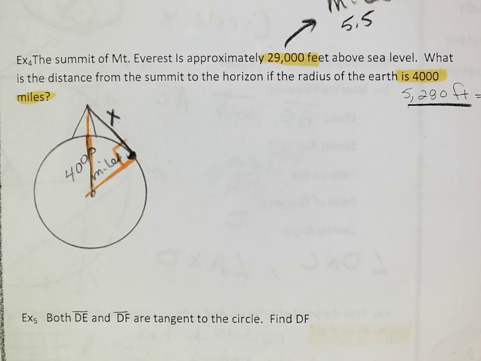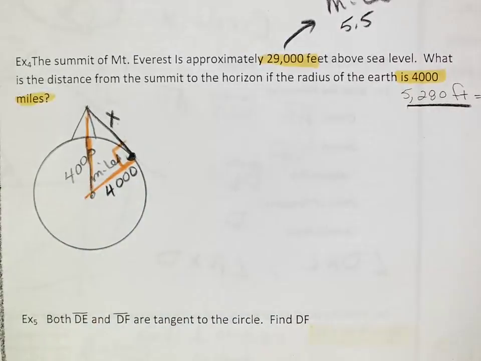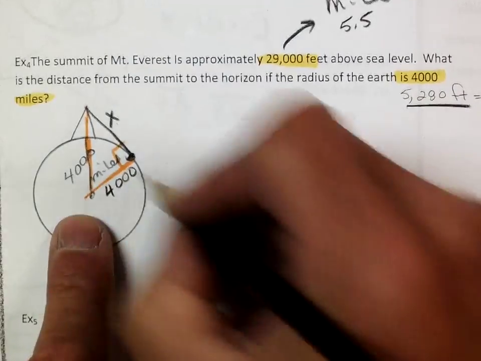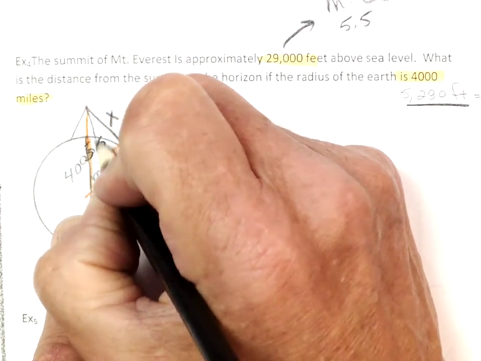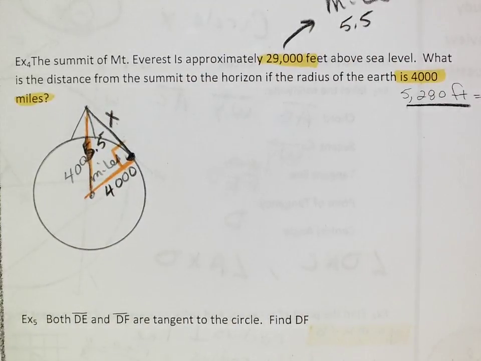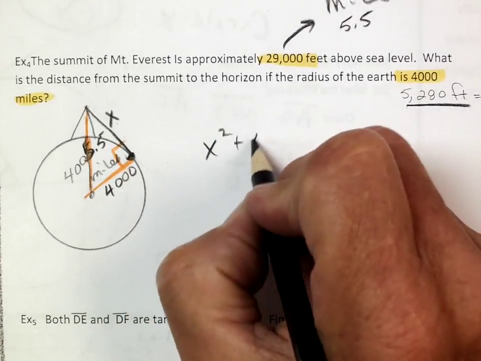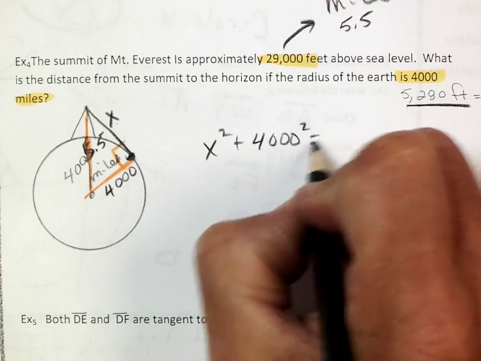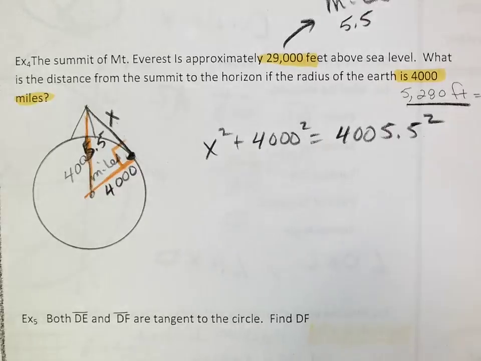I know this is 4,000 here. And this is 4,005. This whole thing is 4,005.5. Okay, 4,005.5. So if I did Pythagoras theorem, I could figure it out, right? So x squared plus 4,000 squared equals 4,005.5 squared. I'll stop and let you catch up.